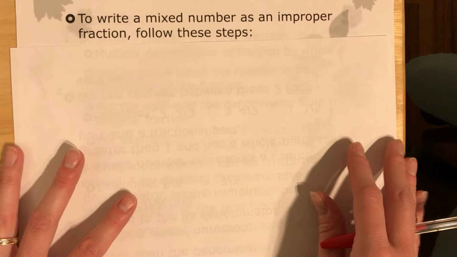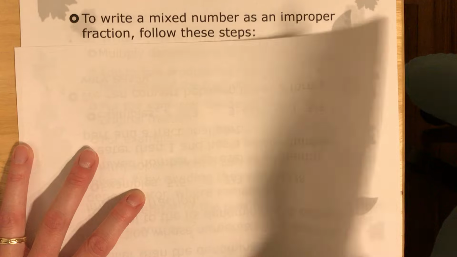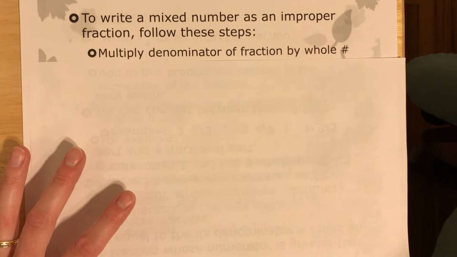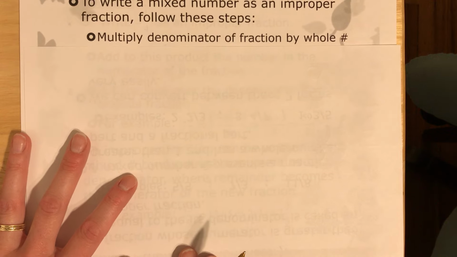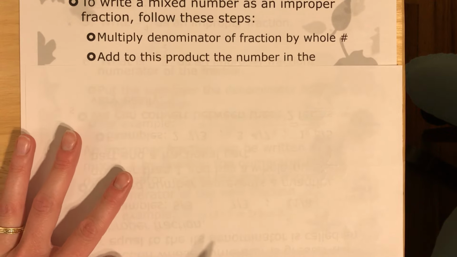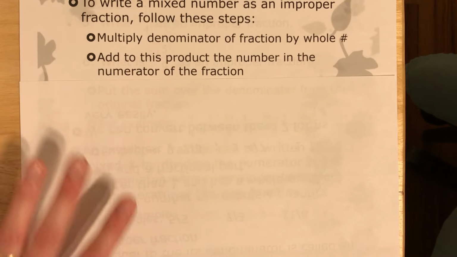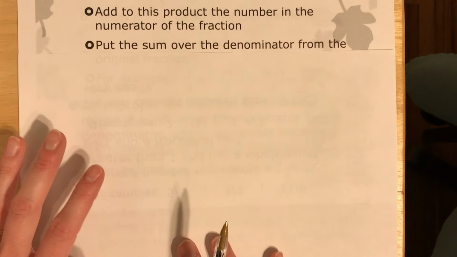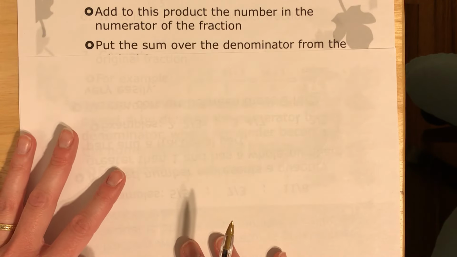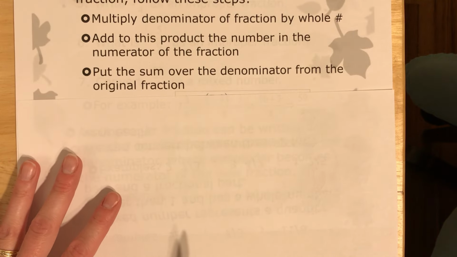All right, first one. To write a mixed number as an improper fraction, follow these steps. Multiply the denominator of the fraction by the whole number. Add to this product the number in the numerator of the fraction. Put the sum over the denominator from the original fraction. Again, those are the steps.